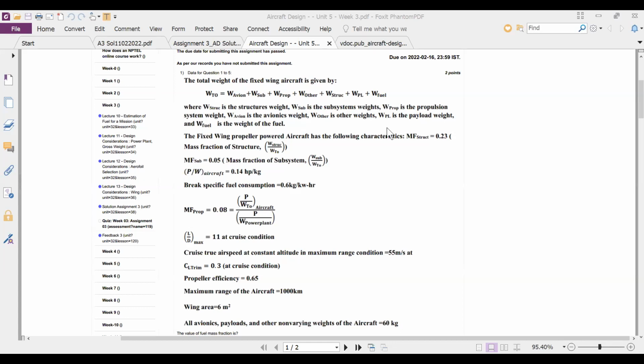Sir, I'm getting 11 meter per second, 11.1. Do you think 11 is a feasible speed for a 130 kg, almost 130 kg aircraft? No, sir. So maybe you have to recheck your numbers again. The answer looks not correct.